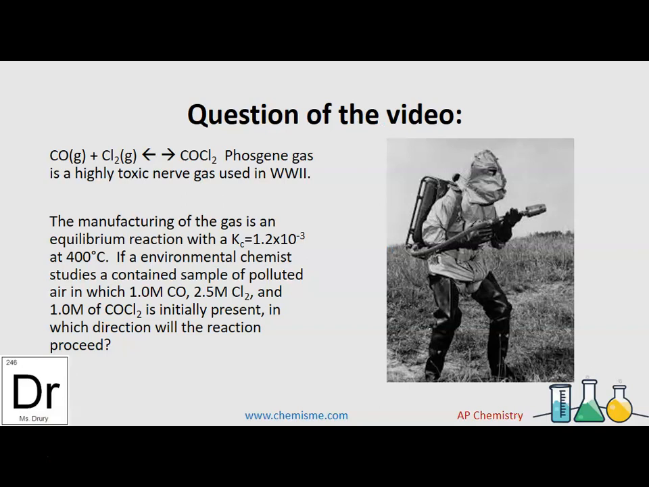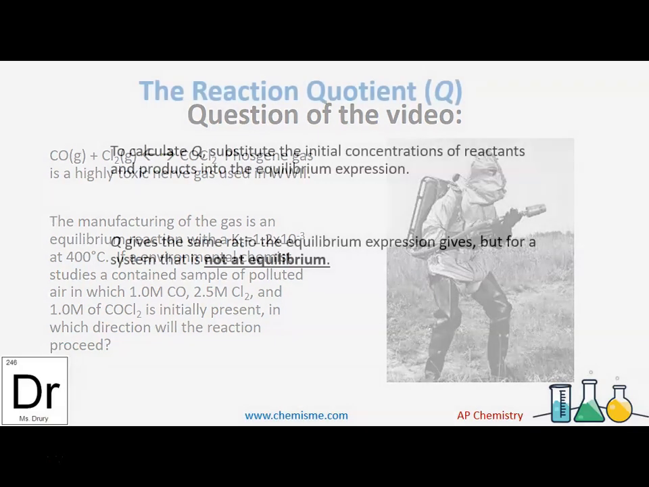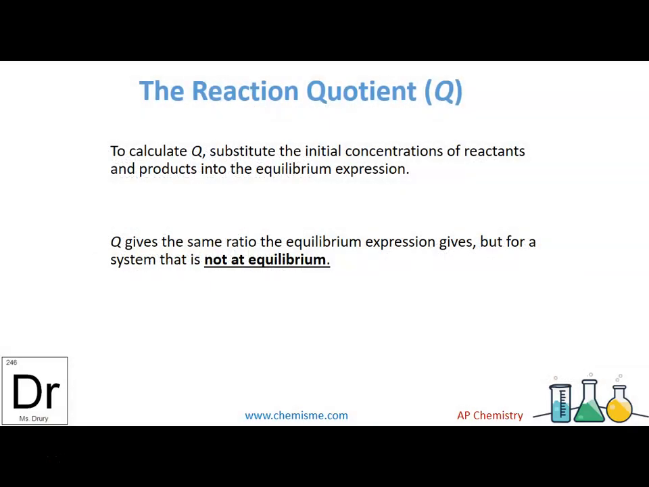So the question of the video is back to the phosgene gas. If you have those same conditions of phosgene, except you have 1 molar of CO, 2.5 of chlorine, and 1.0 molar of COCl2, identified by maybe environmental chemists who took a contaminated polluted sample, which way will the reaction proceed? Will it make more carbon monoxide or more phosgene gas? So the reaction quotient will help you figure this out.